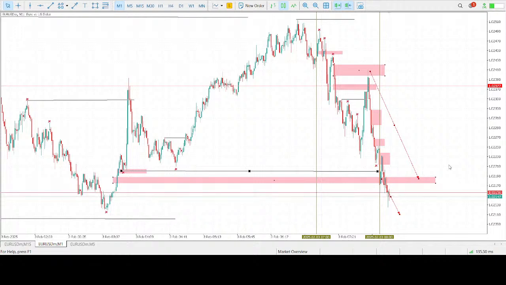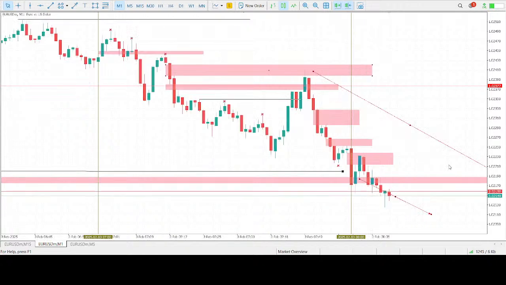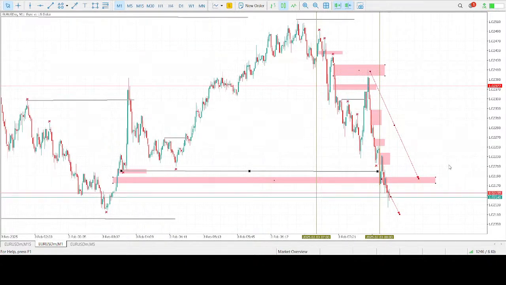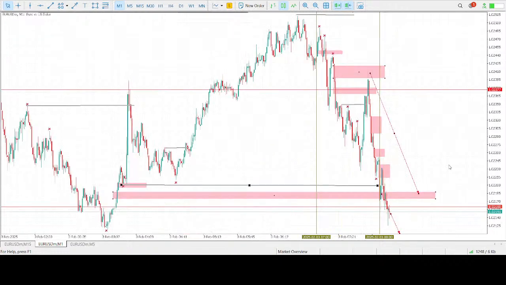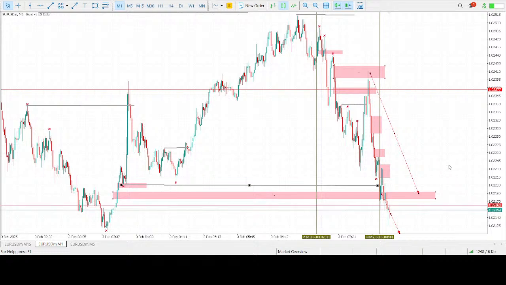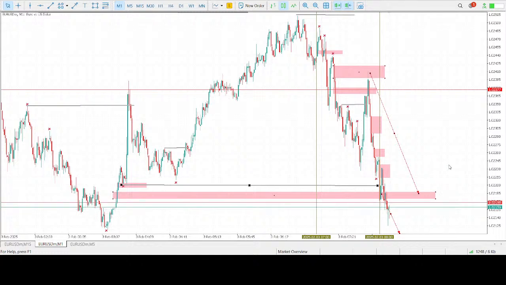Okay, it moved out a bit, but that fair value gap quite held up. We still would wait for price to be below that point. That's where we look for it to be.